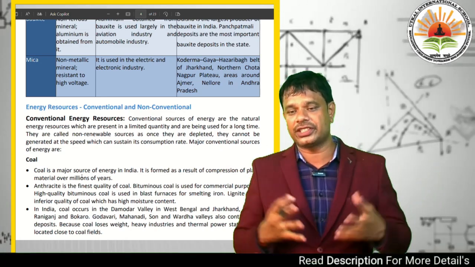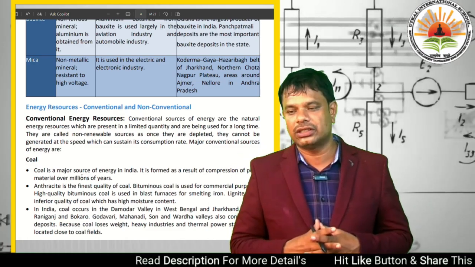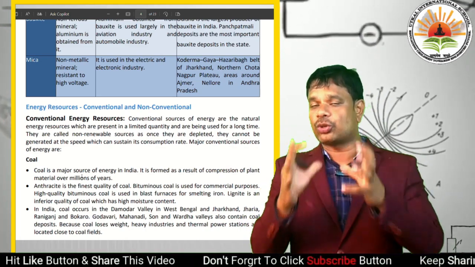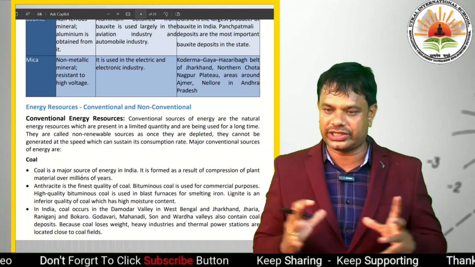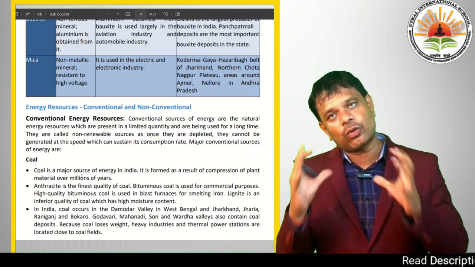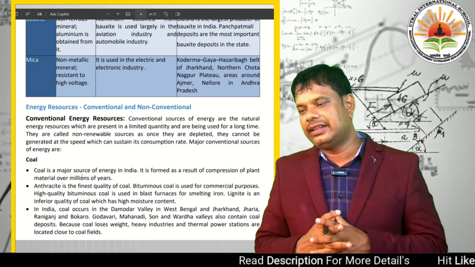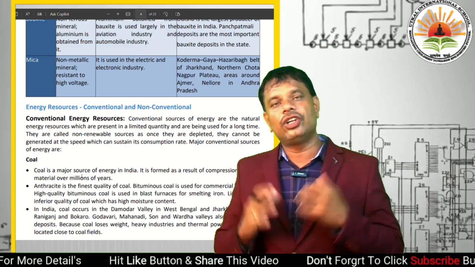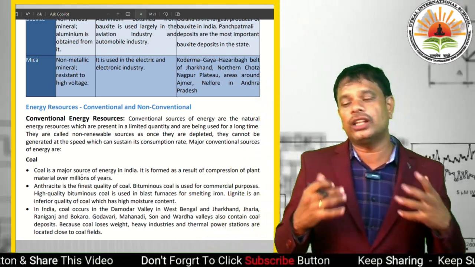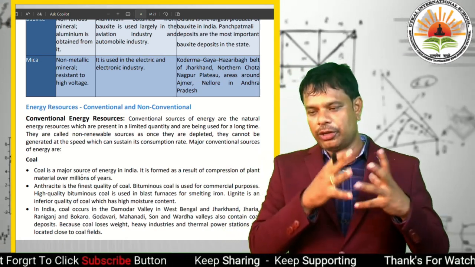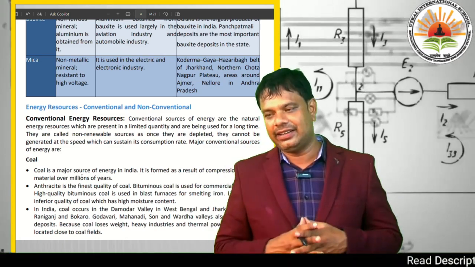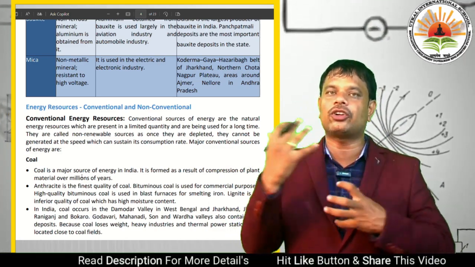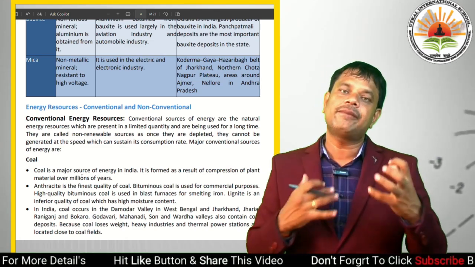Once again we discuss, conventional sources of energy are the natural energy resources which are present in a limited quantity. Their quantity is very limited and they have been used for a long time. Now they are called non-renewable sources. They will not be renewed, and once they are exhausted, they can't be generated at the speed which can sustain their consumption. At what rate we are consuming them, we cannot create them at the same speed.